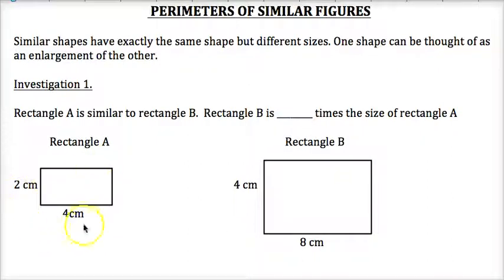So, if we look at rectangle A and rectangle B, if you look at this side here, it's 2, and that side there is 4. So we've got the width, 2, and this one's 4.